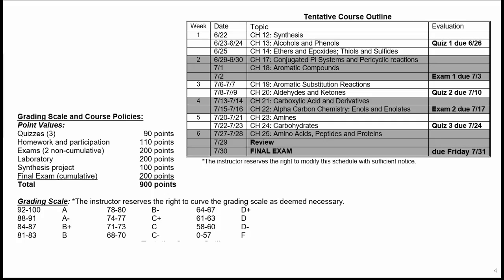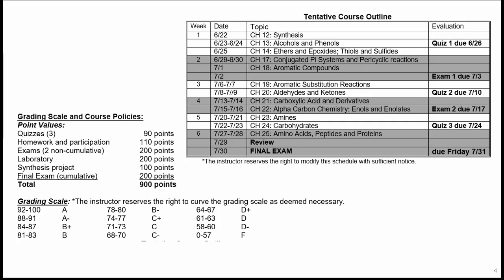Like I mentioned earlier, every week there will be a quiz or an exam due. There's 2 exams, and then your final exam is cumulative, and that's due on the last day of summer class. And you can see the grading scale below. Your quizzes are worth 30 points each, and you get points for homework and participation. And then there's the 2 exams.